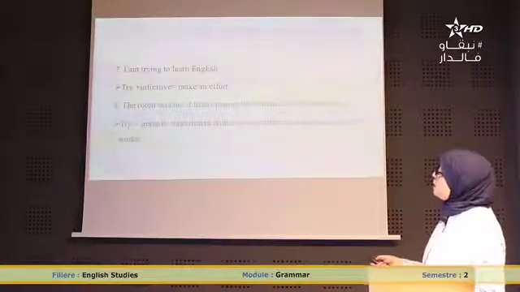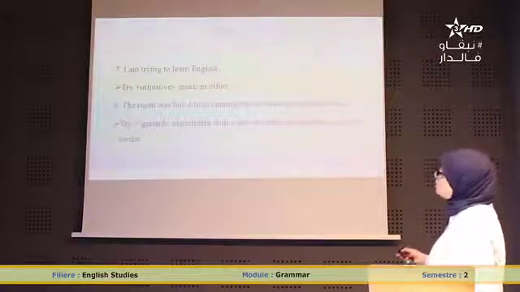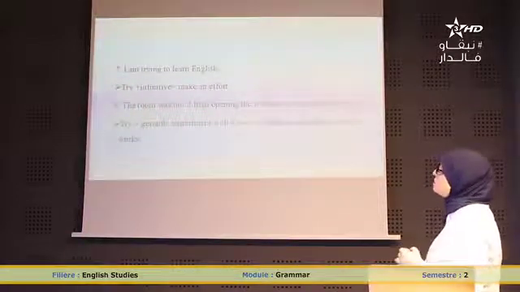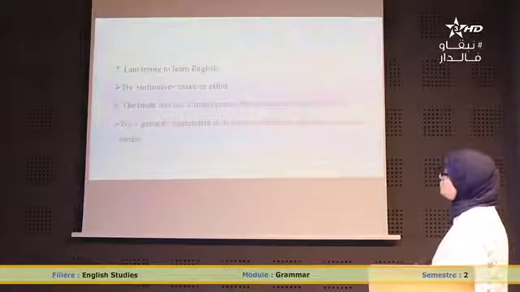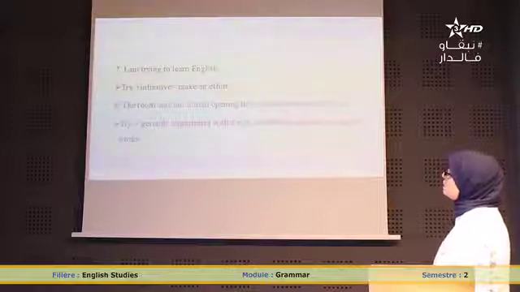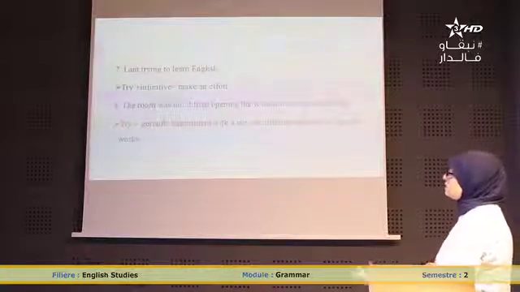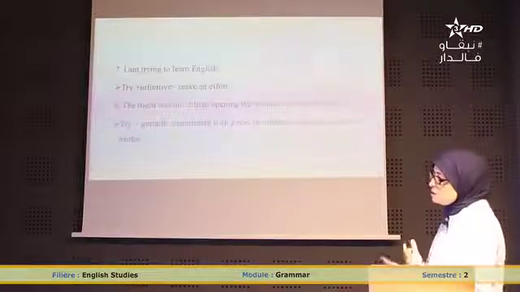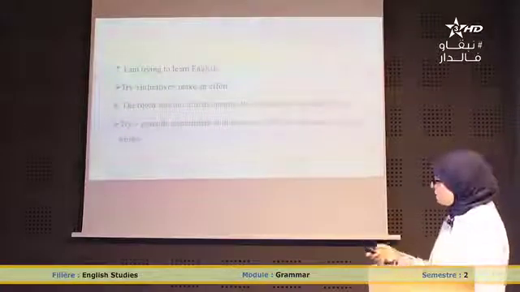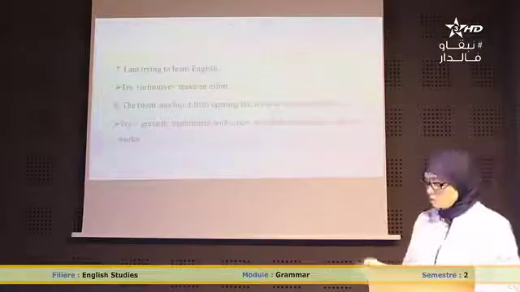Now look at number 8. The room was hot. I tried opening the window, but that didn't help. Try plus a gerund means to experiment with a new or different approach to see if it works. Whenever you have try plus gerund, it means experimenting with something new or different, and most of the time there is the idea that it was done more than once, because you're trying to figure out whether it will work or not.